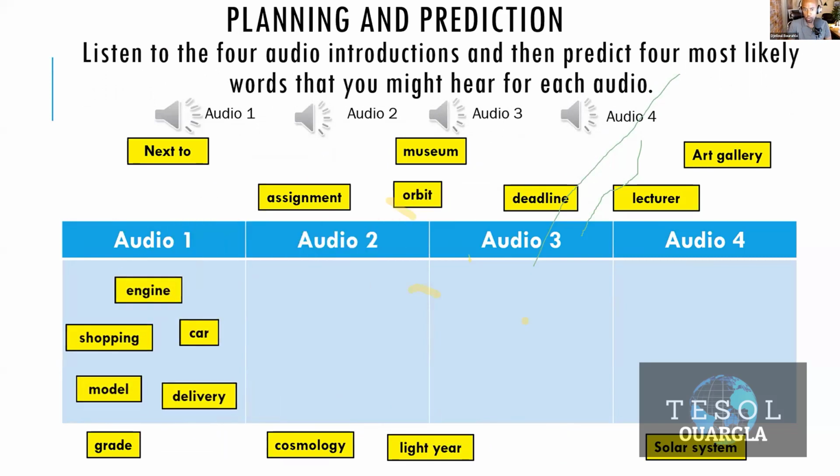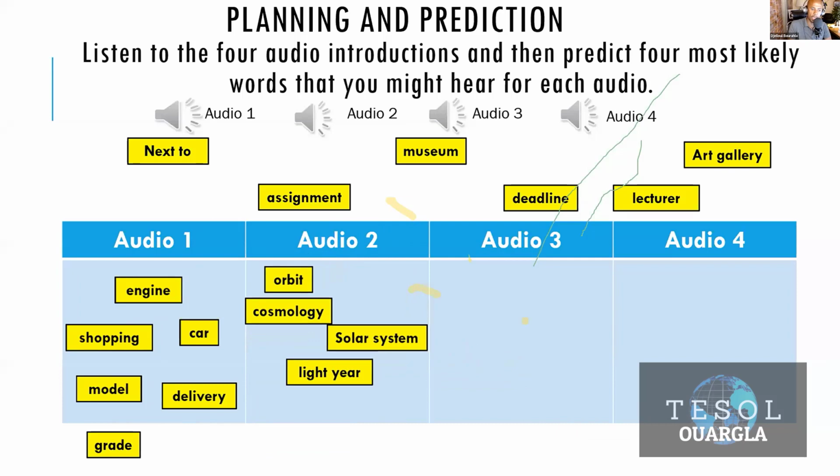These are the words for the first one. For the second one, you'll hear a lecturer giving a talk about planets. So this is going to be about orbit and cosmology and solar system and light year. And remember, you can practice the pronunciation of these words with them so that when they encounter them in the listening itself, they already know how this is pronounced. And so again, you are taking away that anxiety that they might encounter.